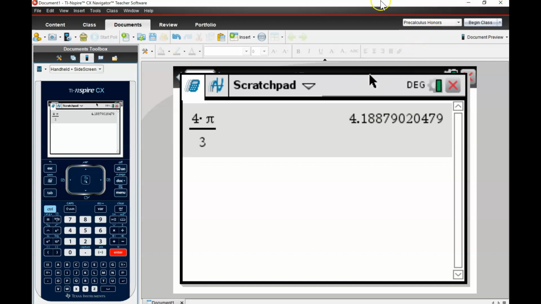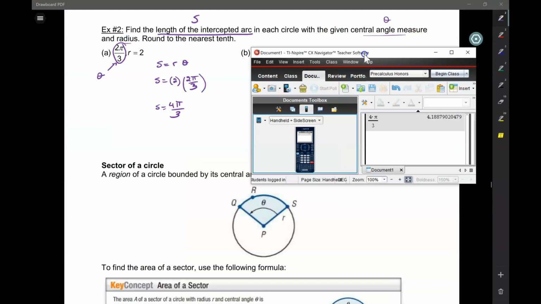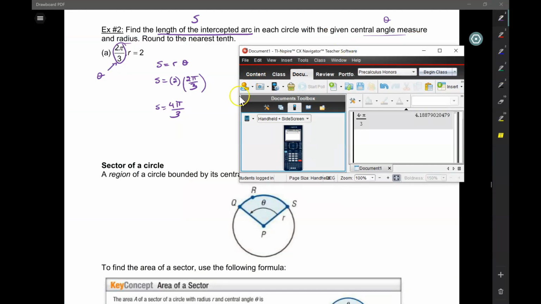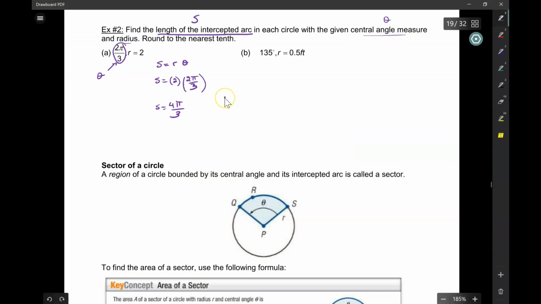Because it says here to round to the nearest tenth, it's going to be 4.2. So S is about 4.2. All right? Okay, here we go.